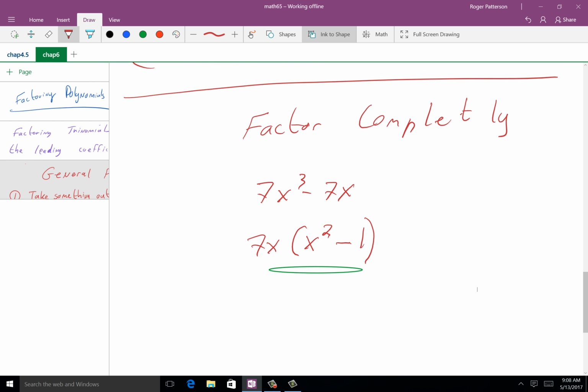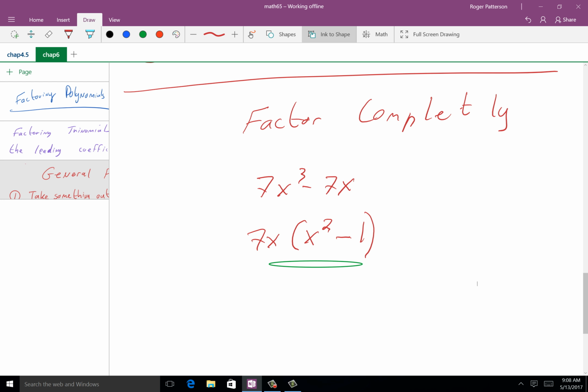Is it any of the remaining things? Is it a difference of 2 squares? Yes, it is, because it's x squared minus 1. So it's a difference of 2 squares. Okay, so now I'm going to put this 7x out here. So don't care about it. I'm done with it. And I'm going to factor that thing like it's a difference of 2 squares. Now there's nothing more for me to factor. I can't do anything more.